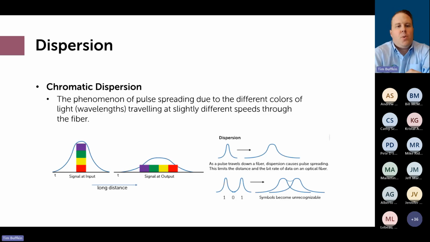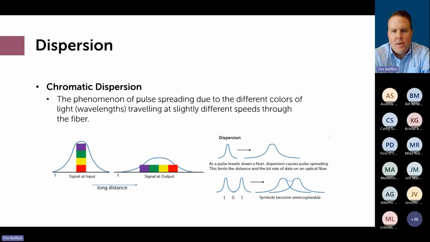Chromatic dispersion. So chromatic dispersion is the phenomenon of pulses spreading due to the different colors of light or wavelengths traveling at slightly different speeds through the fiber. Okay, so what happens in this case is, as the pulse travels down a fiber, the dispersion is going to cause the pulse to spread out. So even looking at this graph on the bottom left, your signal at the input is nice and high and it's not that wide, but at the output, you can see that the signal is a bit lower and wider.